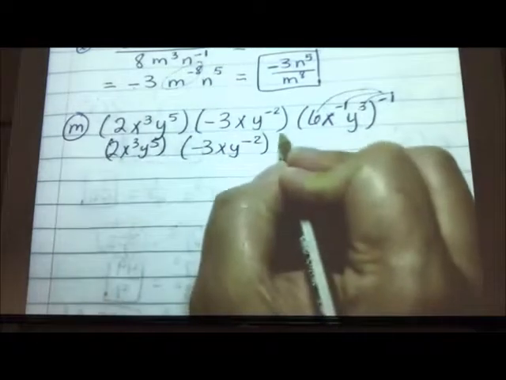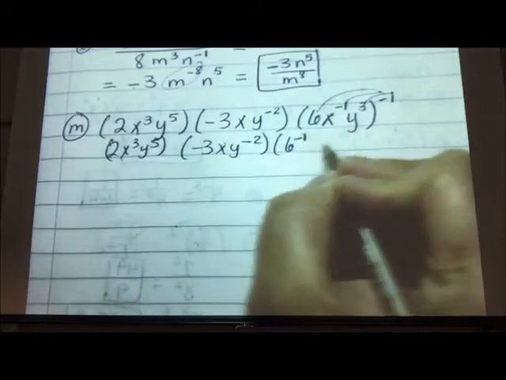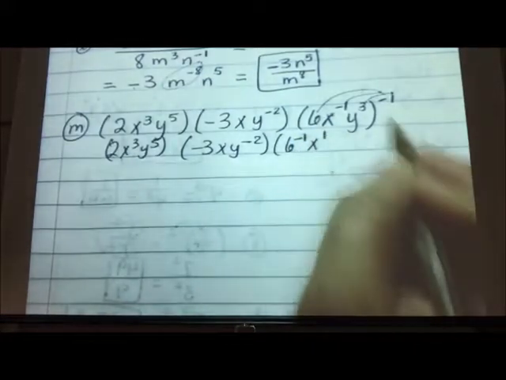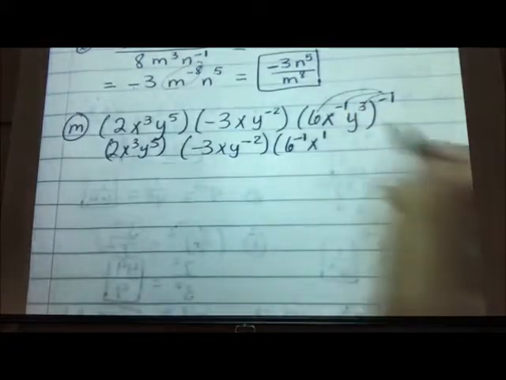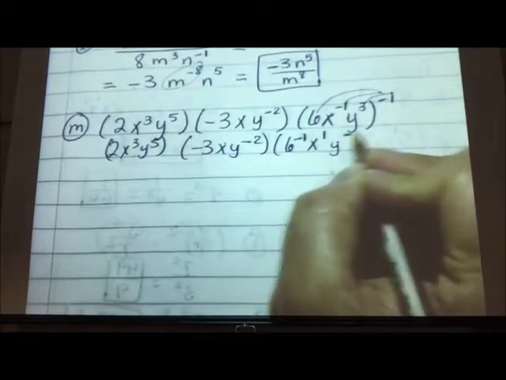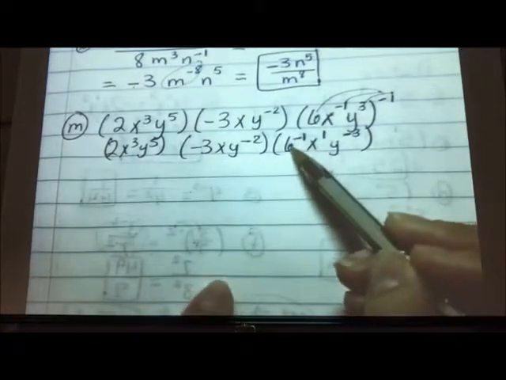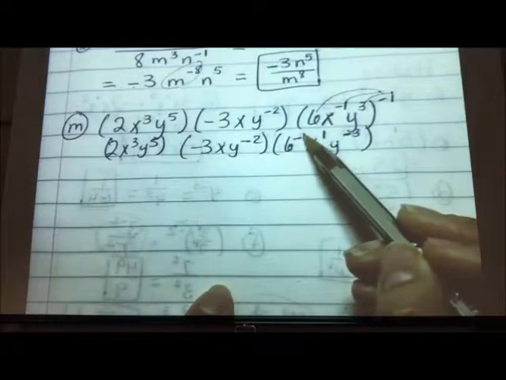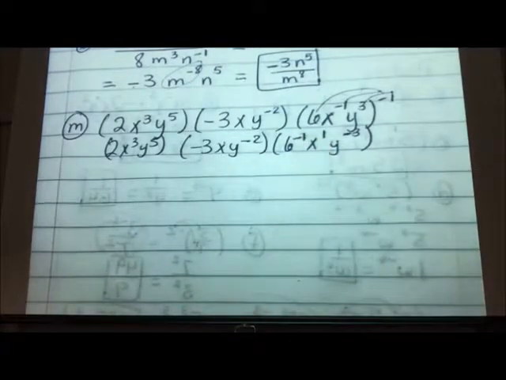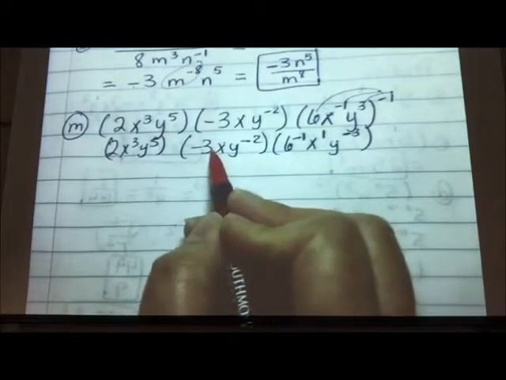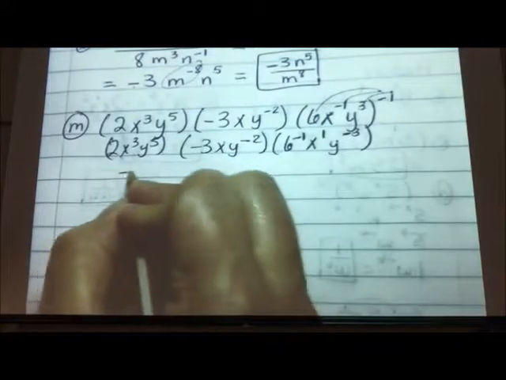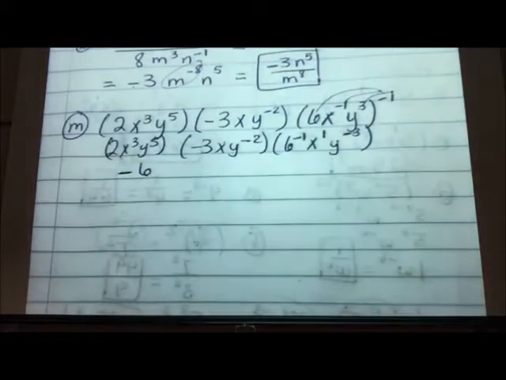You have to distribute that, so it becomes 6 to the negative 1, x to the positive 1, because a negative times a negative becomes a positive, and y to the negative 3. Now, please remember that we get to multiply numbers. In this case, this cannot be multiplied, the 6, because it has a negative exponent. We will multiply it once we move it to the bottom. But on top, what I have is 2 times a negative 3, which is a negative 6.